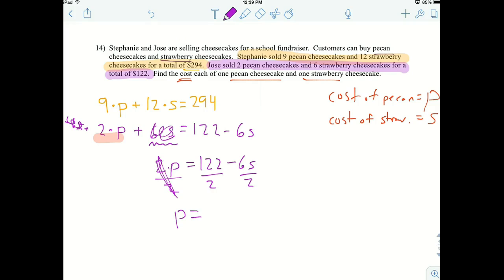122 divided by 2, throw that in your calculator, is going to be 61. Over here, it is minus 6 over 2. 6 divided by 2 is 3. And then I have my s. So p is equal to 61 minus 3s. That will help me because I want to plug in what p is equal to here, for p.